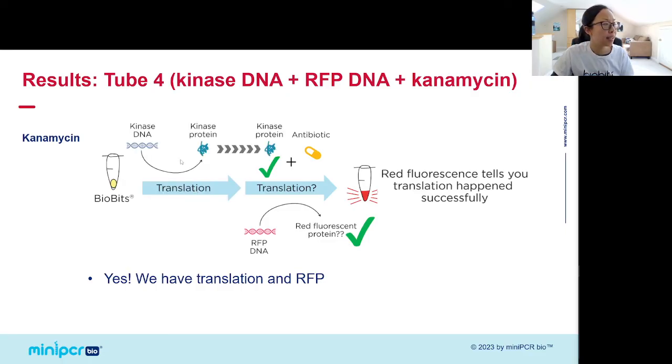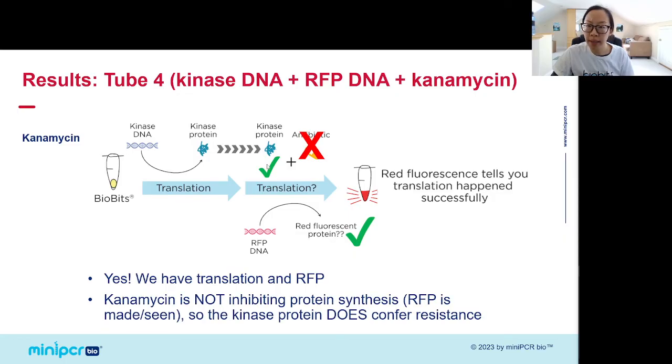That means the kinase DNA that we added, which again makes the kinase protein, was able to prevent the kanamycin from inhibiting the ribosome. So from this, we can conclude that the kinase from this antibiotic resistance gene we added did protect our model from kanamycin specifically, and thus confers resistance specifically to kanamycin.